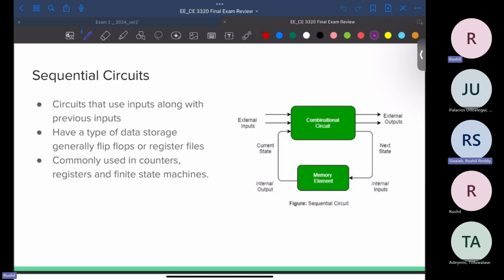Okay, so sequential circuits are pretty simple. They're basically just combinational circuits with a memory element added. That could be anything from flip-flops, register files, SRAM, whatever you could possibly want. You just need some sort of memory element, and then obviously you'll have your regular inputs and your regular outputs as well. A lot of these are used in your finite state machines. Whenever you've done those questions, generally you'll have your memory. I think they generally use register files for those, but you could use something else.